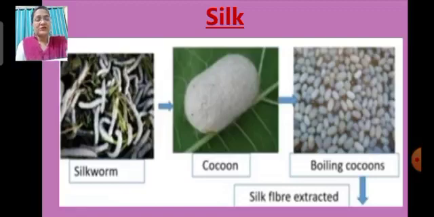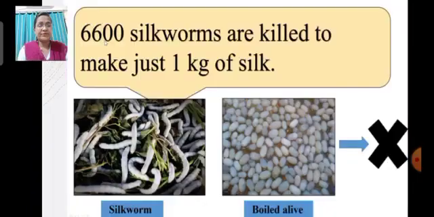In simple words, we can say that the silkworm covers itself with a protective covering, like shown in the picture, which is known as a cocoon. These cocoons are then boiled in water to get silk fiber. But unfortunately, while boiling these cocoons, the pupa inside gets killed. It is boiled alive. Do you know nearly 6,600 silkworms are killed to make just 1 kg of silk? Isn't it so bad, students?